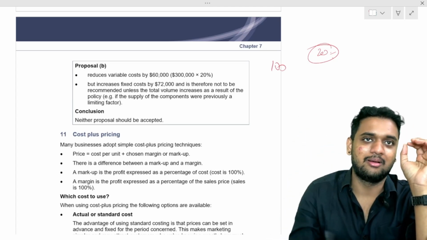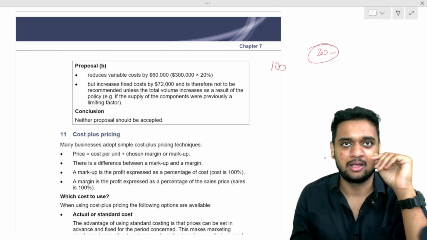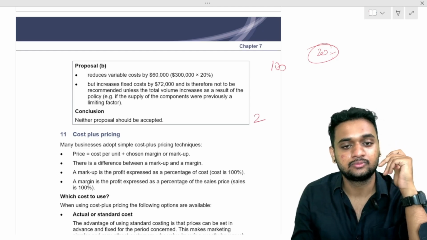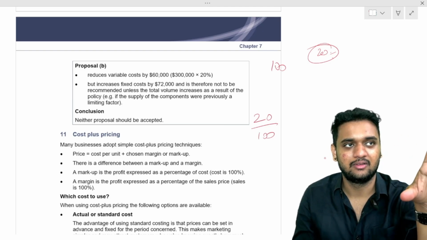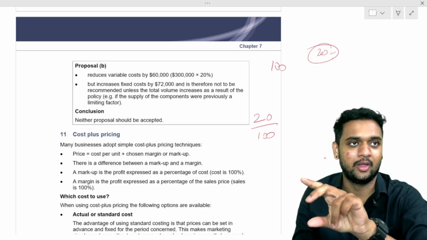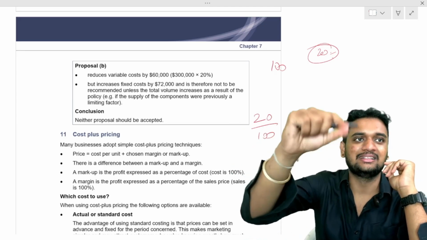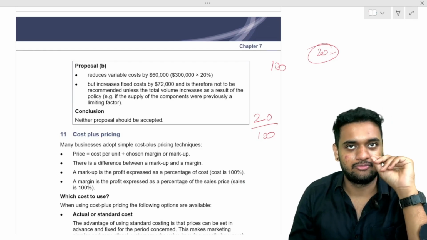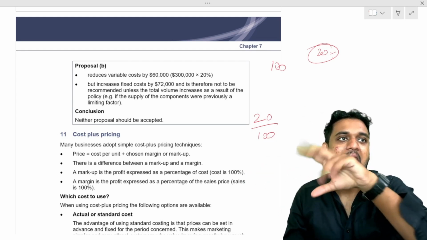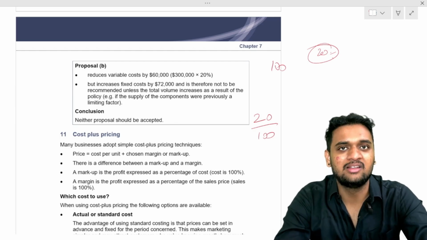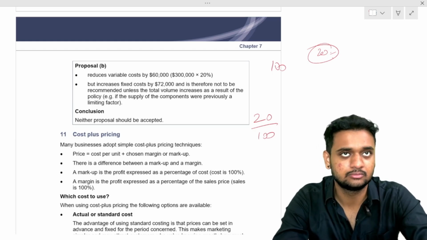When we are going from margin to markup, now we want markup. We have margin. What is margin? Margin is 20 by 100. From margin to markup when we are going, subtract. From higher to low you are going, subtract. Markup to margin you are going, add. Margin to markup, subtract. Markup to margin, add.